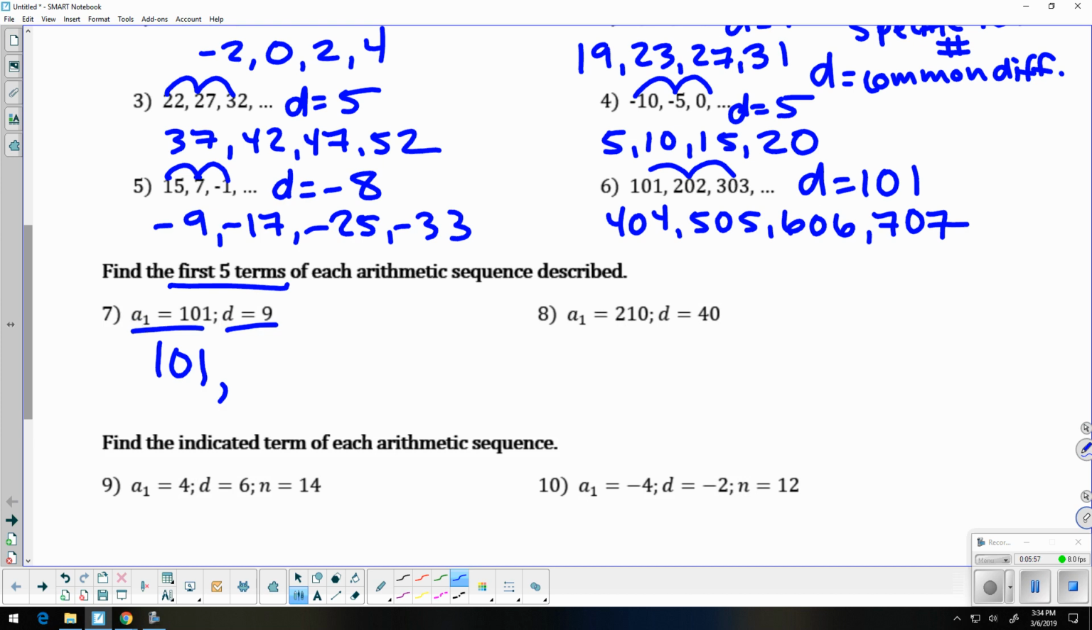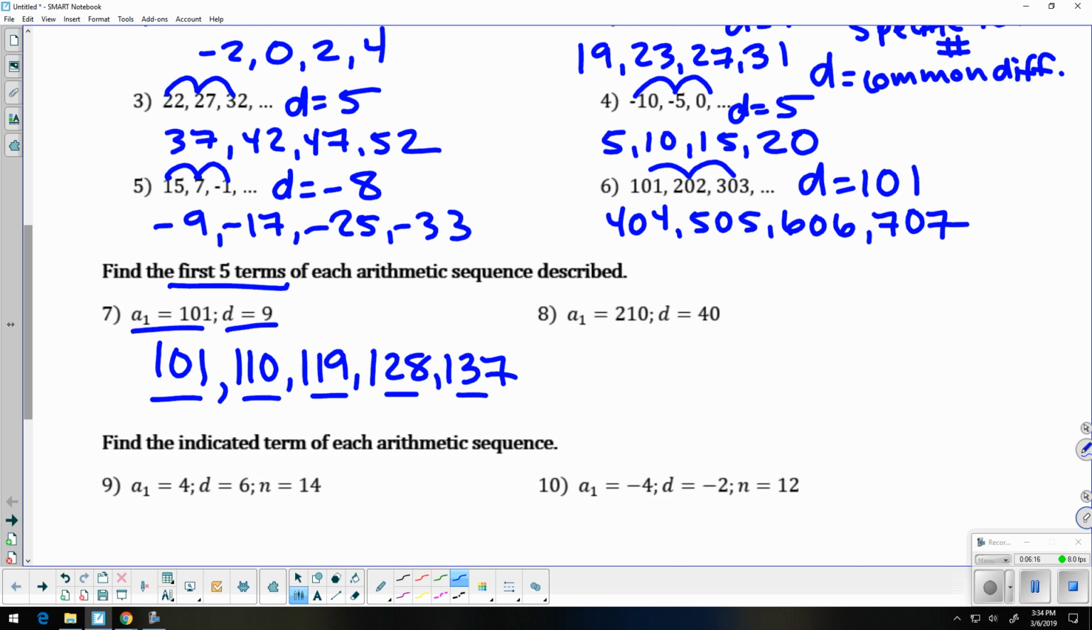To get to the next one, we're just going to simply add 9. The common difference is positive 9, so I'd have 110 when I add 9 to 101. Adding 9 would be 119. Adding 9 is 128. Adding 9 is 137. And that's 1, 2, 3, 4. That's all 5 terms, so we're all good.